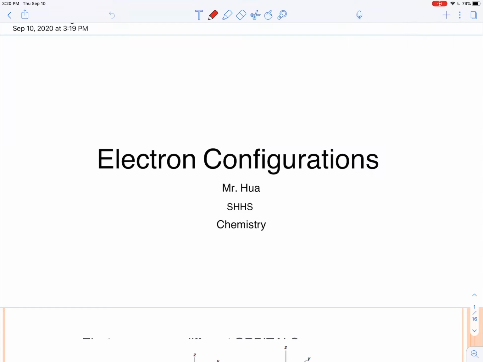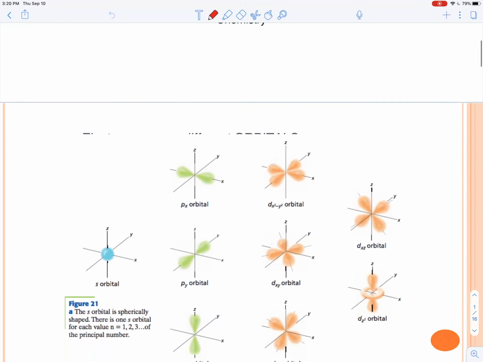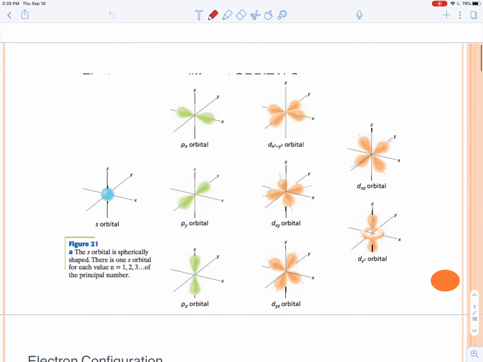Hi everyone, today we are going to look at electron configurations. So, let's jump into it. Electrons are actually placed in these funky looking orbitals. So we've got our s orbitals here, p orbitals here, and d orbitals here. And each orbital's got its own suborbitals. We'll talk about that in a second.